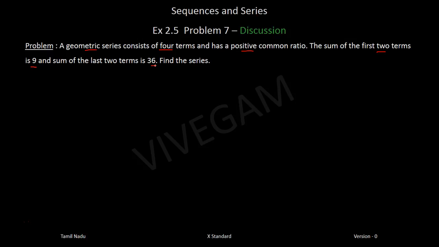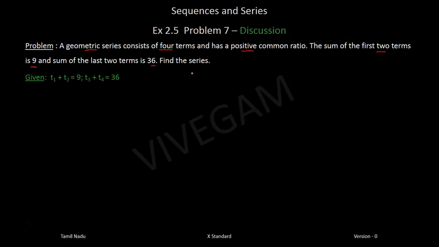Okay, so what it means, you have 4 numbers only. 4 terms. So T1, T2, T3, T4. T1 plus T2 is 9. The last 2 terms are T3 and T4. So T3 plus T4 is 36. And positive common ratio. Actually, I should write here R is greater than 0. Okay, so that way we are getting it complete.